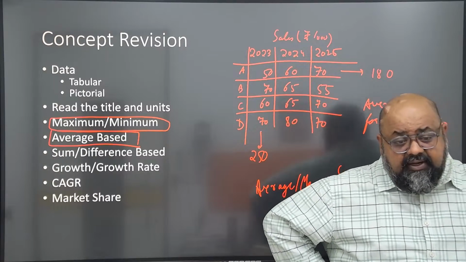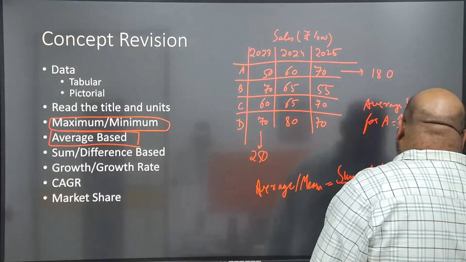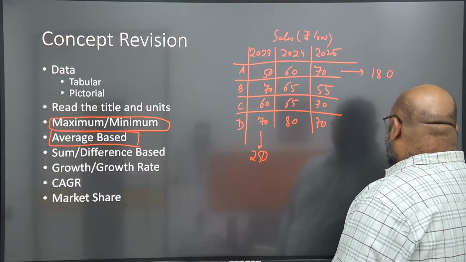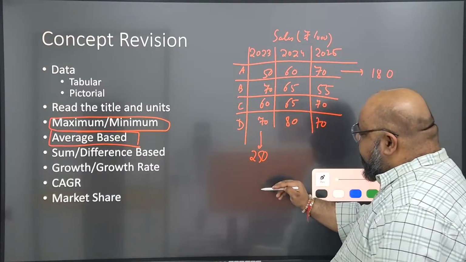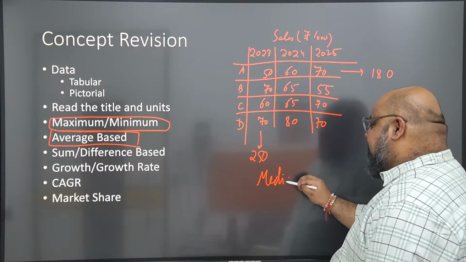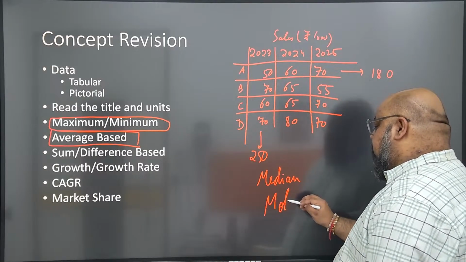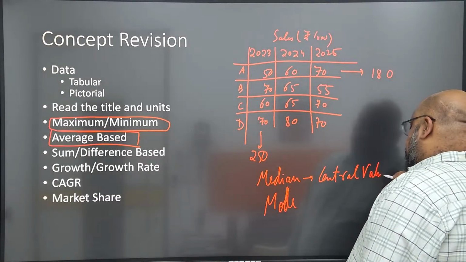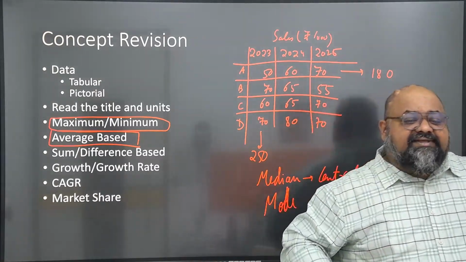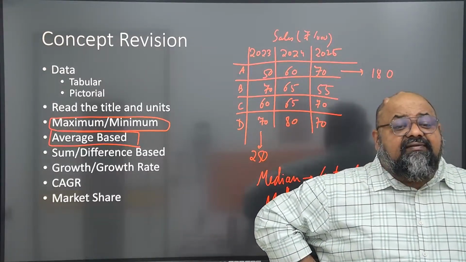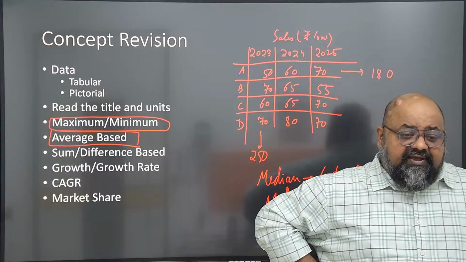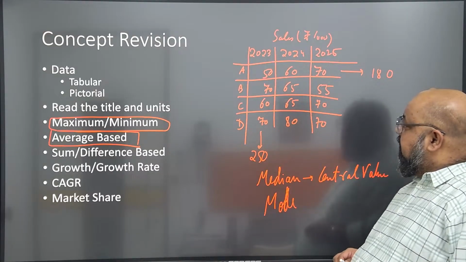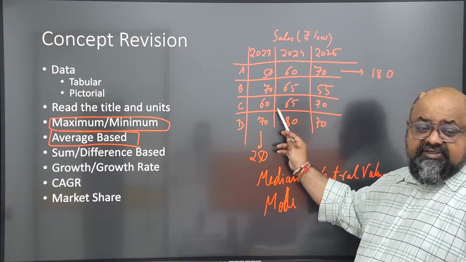Since we are talking of average, it might not be a bad idea to talk about 2 other terms. Average is mean. The other 2 terms which talk about measures of central tendency are median, questions on these have been fewer, and mode. Median is the central value. So if you arrange the data set in ascending or descending order, the central value physically is called the median. So if I say the sales for C, for example, 60, 65, 70, the median value will become 65.